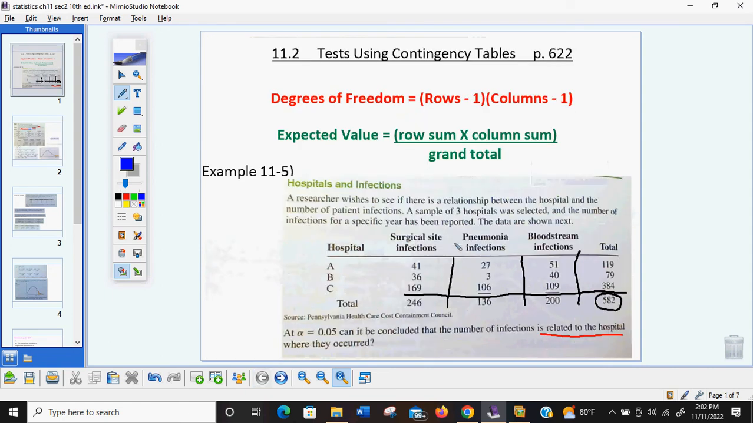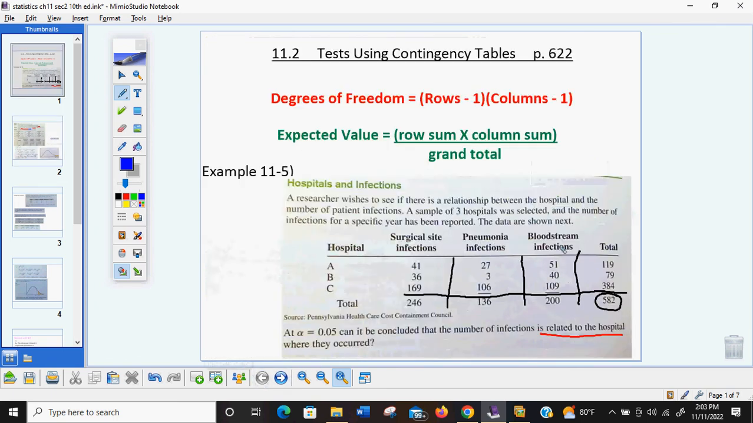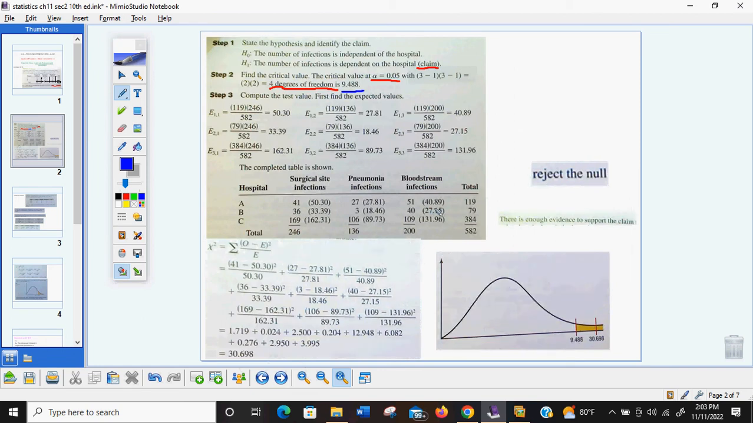Let's look at the next one. So for pneumonia, hospital A, they observed 27. Expected would be 119 times 136 divided by 582. That gives me 27.81, and I put it there. Let's look at the next one. For this one, the bloodstream infections was 51 is what they observed. Expected would be 119 times 200 divided by 582. So in parentheses out here, they put 40.89.